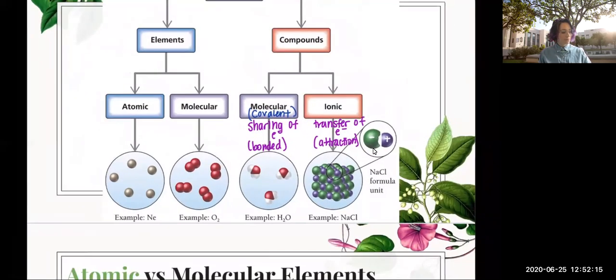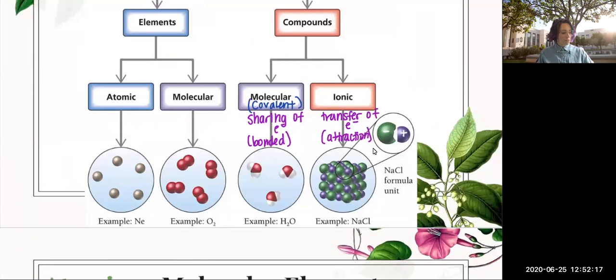And you'll see that we call this a formula unit. That's a new word. It is the particle of an ionic compound. So the particle of a covalent compound is a molecule. The particle of an ionic compound is called a formula unit.